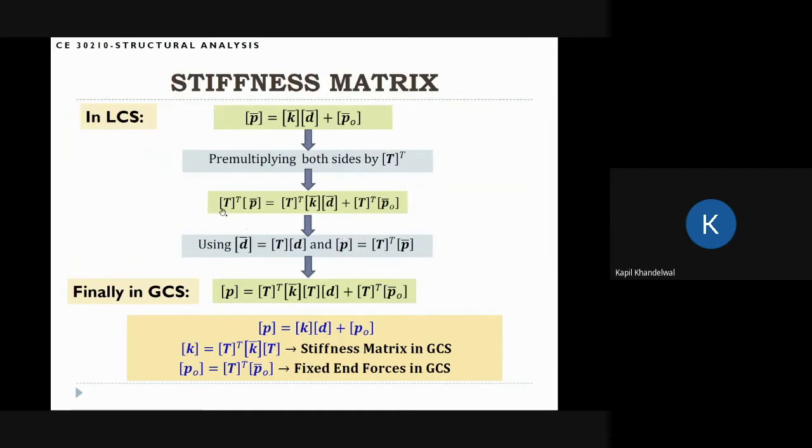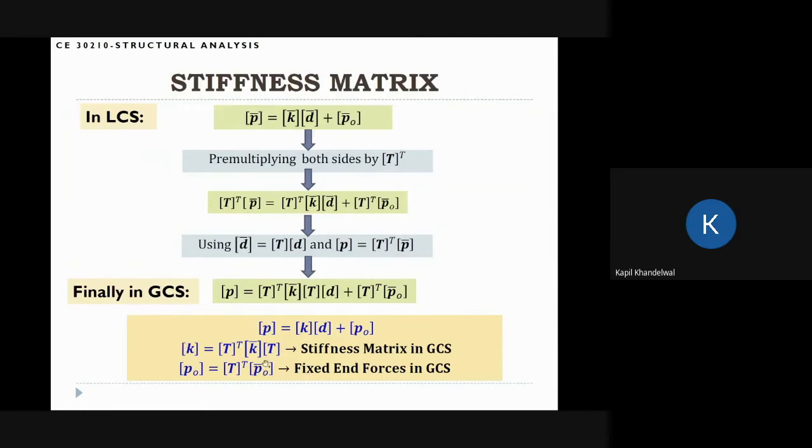So I'm going to replace this by P and D bar by T times D. So I will end up with a final expression like this. And if we relate this final expression to P is equal to KD plus P0, you can see that our K is nothing but T transpose K bar T, and P0 is T transpose P0 bar.